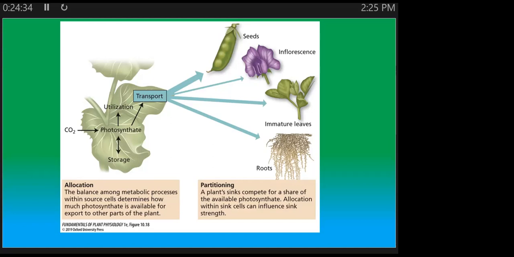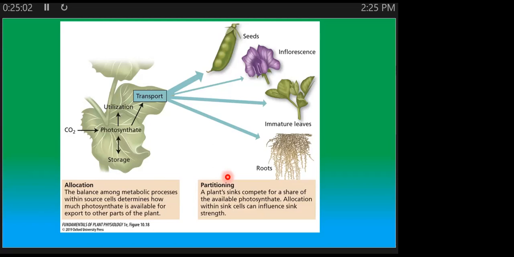And so on the left, you can see allocation is looking at, they're trying to show physiological pathways. What should we do with that sugar? And then partitioning is much more like, let's zoom out, look at the whole plant body. Now, where should all that sugar get sent? Where should it get partitioned to? Should it partition into the roots? Should it partition into fruit, flower, baby leaves?